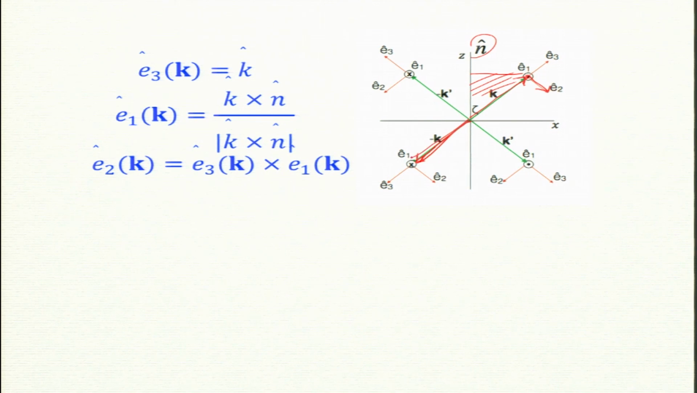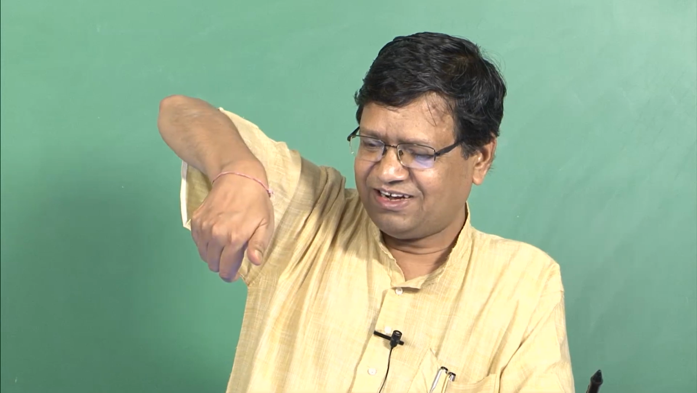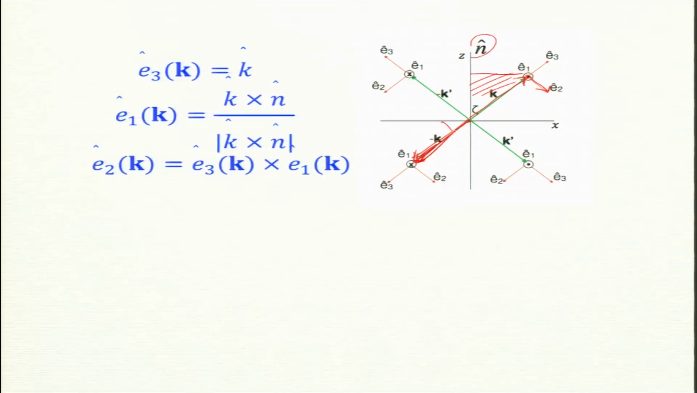Now what happens to minus k? What is the direction of E1? So k cross n. So now it is minus k. So minus k cross n. So it's going into the plane, into this plane of paper. So that is why E1 is like this, into the plane. So E1 for k vector, this k, and E1 for minus k, are they in the same direction? They are not. In fact, they are opposite direction.